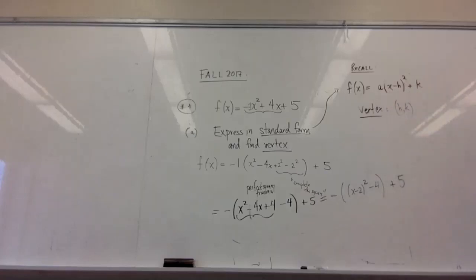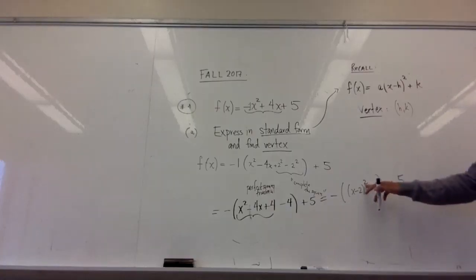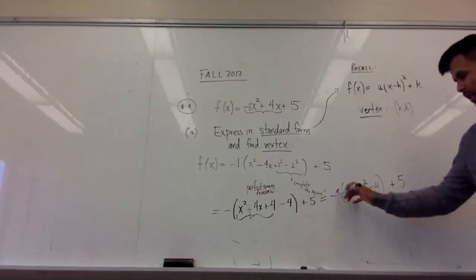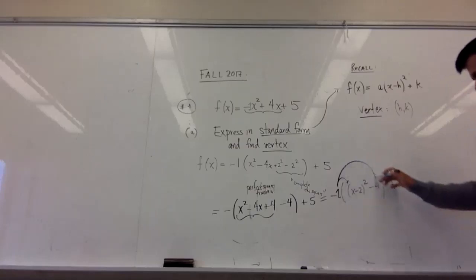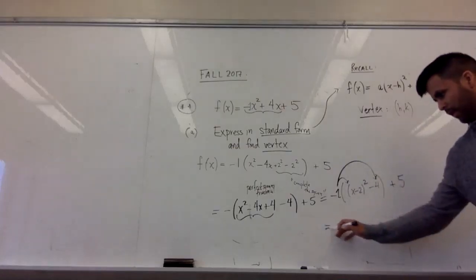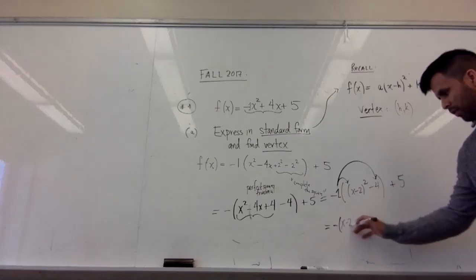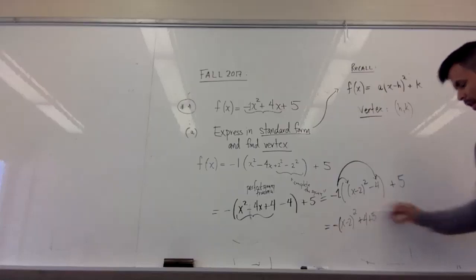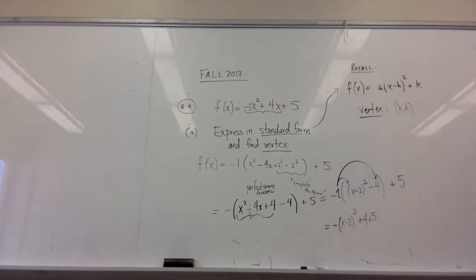So what do I do now? You add 5. Remember, I only want one set of parentheses. I have how many here? You distribute it. I distribute the negative 1 to this term, and then to this term. And what am I left with? Negative parentheses, (x - 2) squared, negative times negative is a positive 4, plus 5. So I'm almost there. The last thing I need to do is combine 4 and 5, and this becomes negative parentheses, (x - 2) squared plus 9.